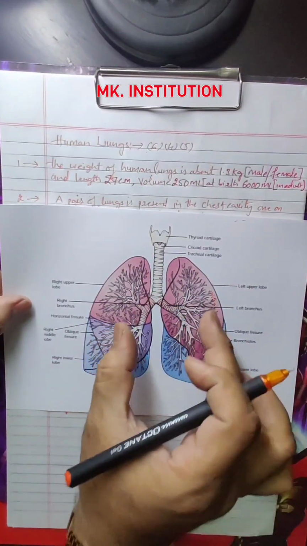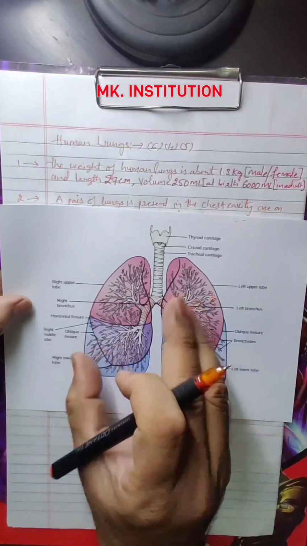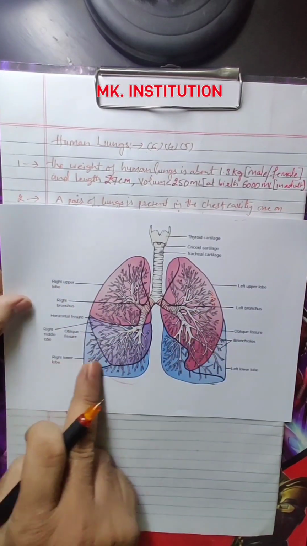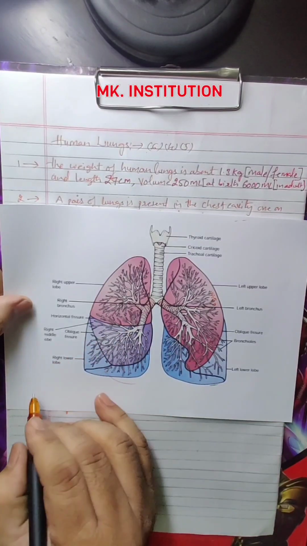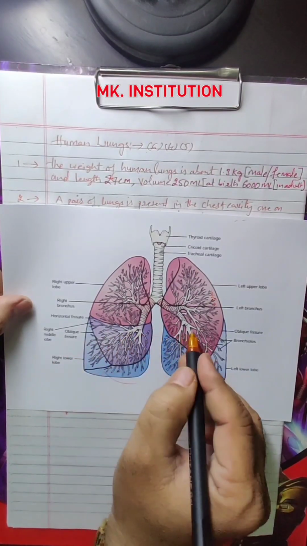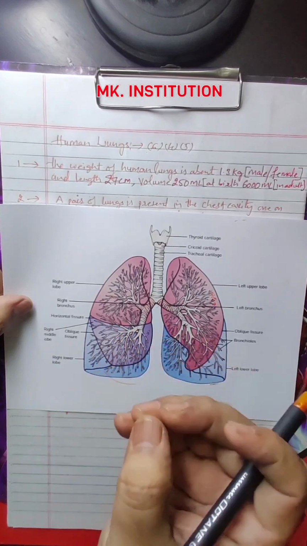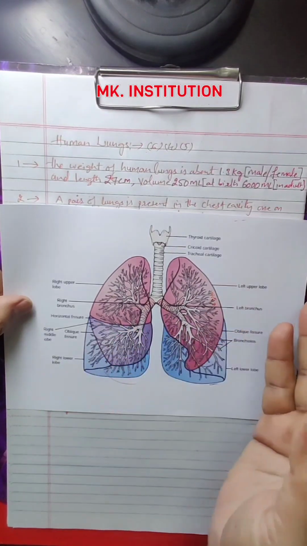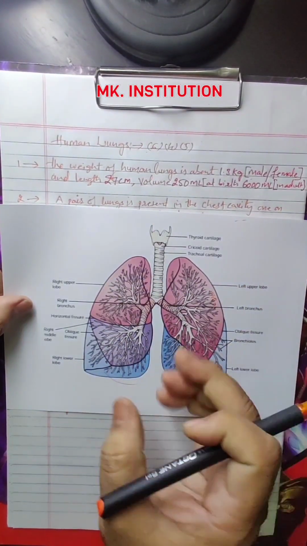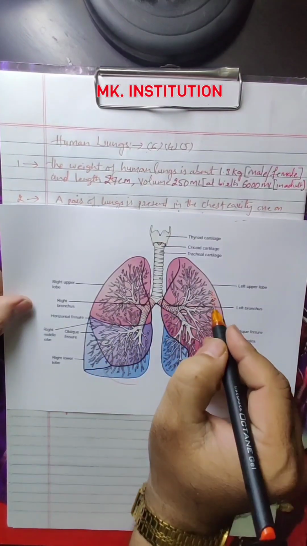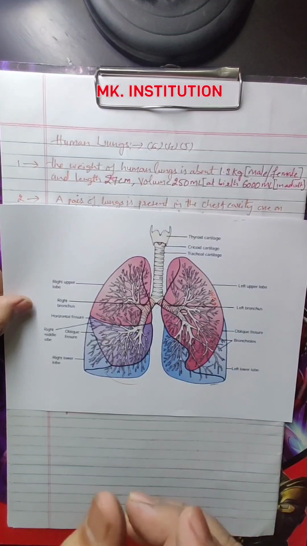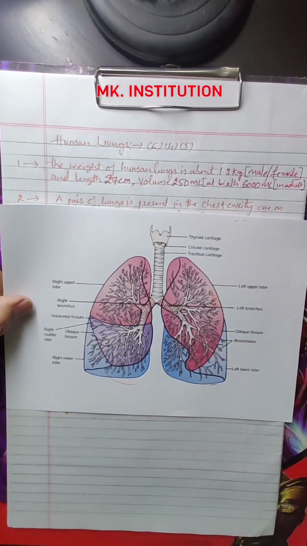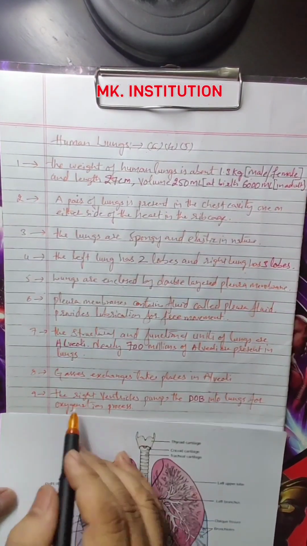What is the main work of the alveoli? It helps in exchanging the gases. When the blood enters here from the heart, the right ventricle pumps the deoxygenated blood into the lungs. Then what is the work of the lungs? It helps in the oxygenation process, removing the carbon dioxide and absorbing the oxygen. So this exchange of gases takes place in the alveoli. That is the reason the alveoli is called the structural and functional unit of the lungs. Clear?